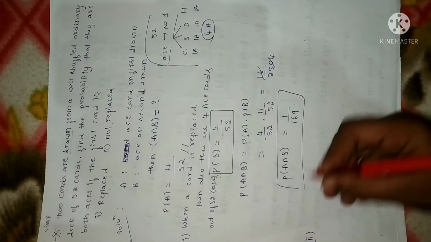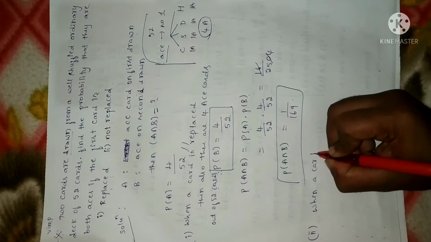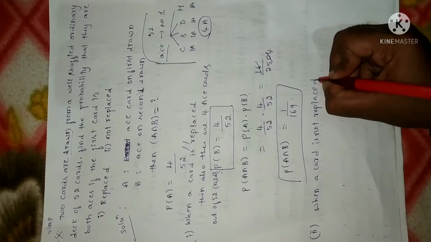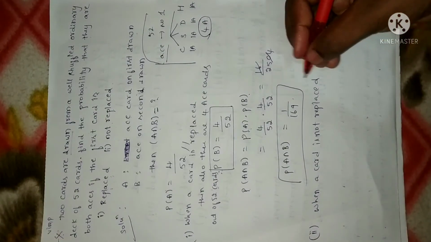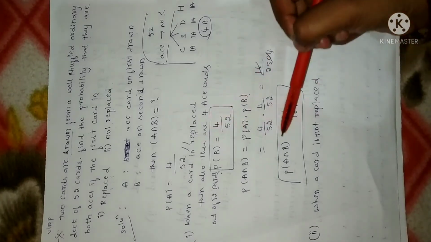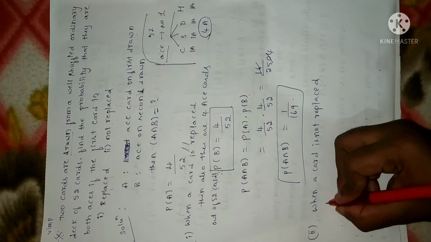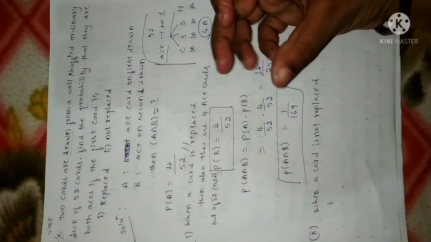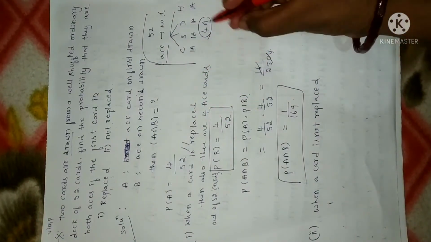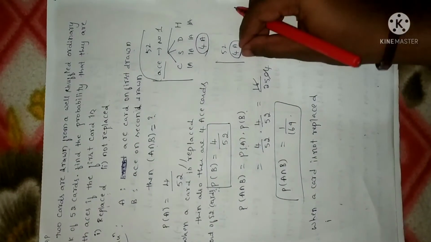Second case, when you are not replacing it, when a card is not replaced. When you're not replacing the card, we have to find the probability. Whatever we have done, we have to repeat the same procedure. Fine. I'll just repeat it so that you'll understand well. See here, what we have is a total of 52 cards, among which 4 are ace cards. You have to draw twice.